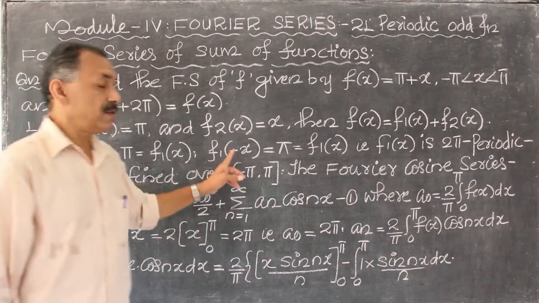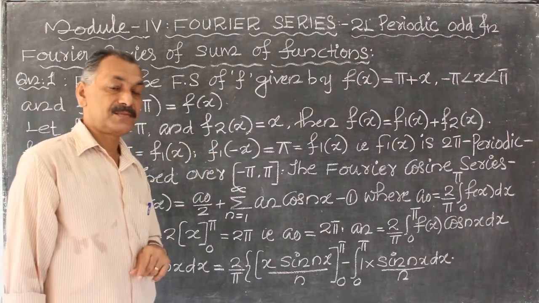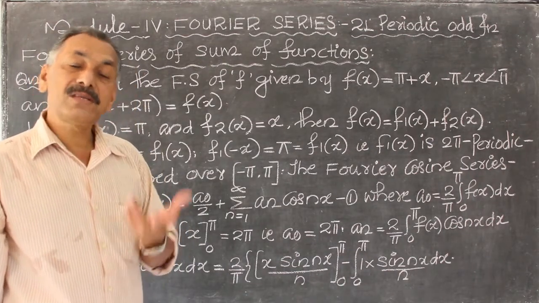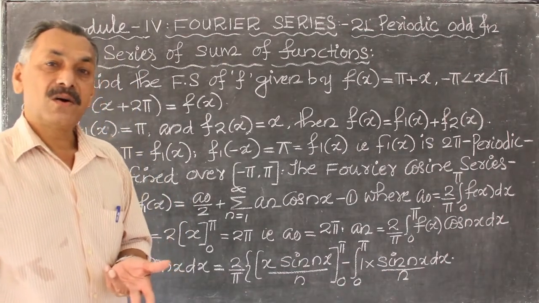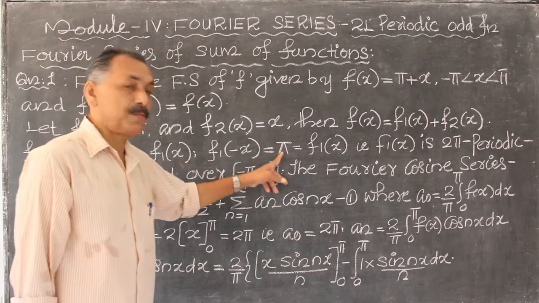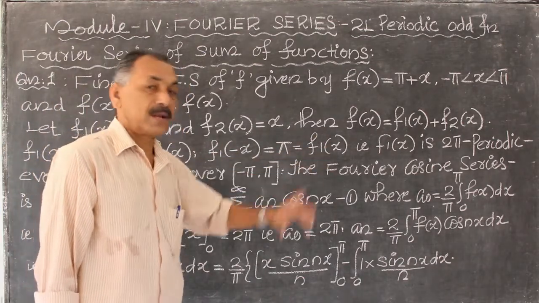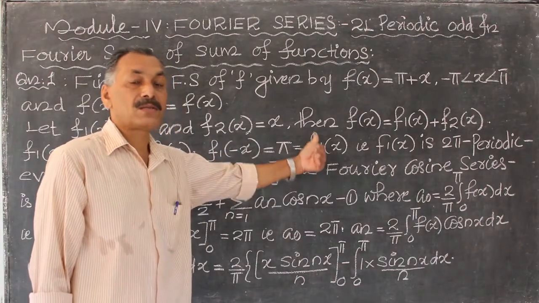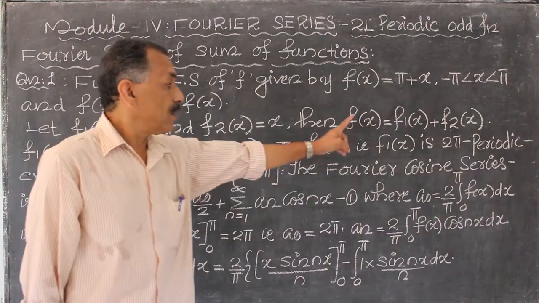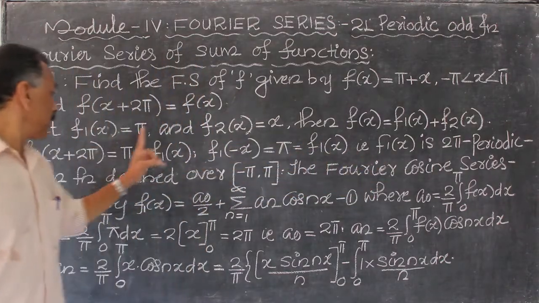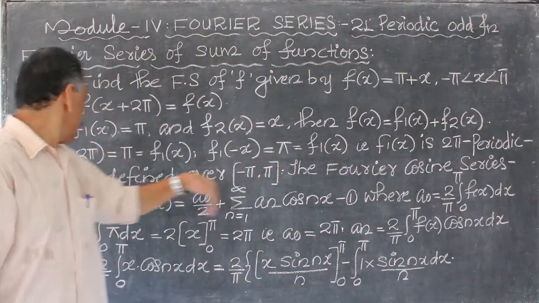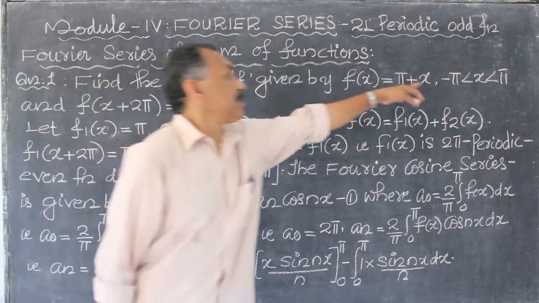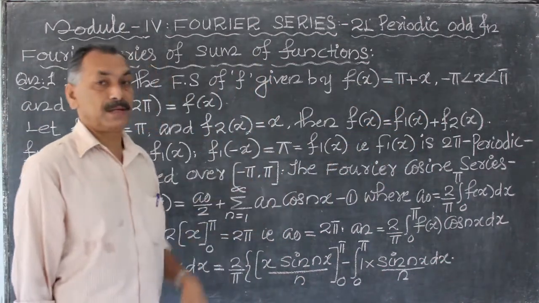Similarly, what is f1 of minus x? For plus x and minus x the function values are the same, so f1 of minus x is equal to pi, which is equal to f1 of x. That is, f1 of minus x is equal to f1 of x, so f1 of x is a 2 pi periodic even function defined over minus pi to pi.